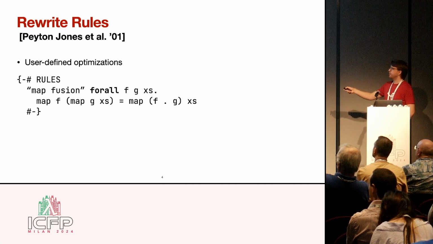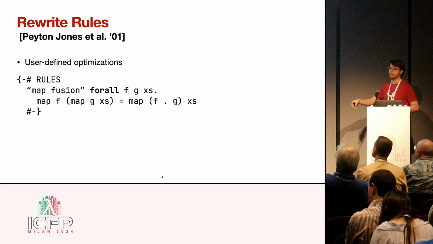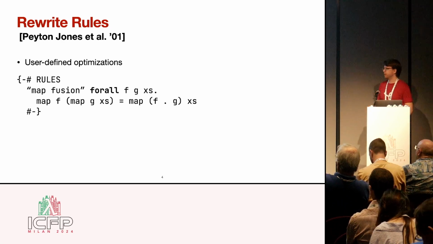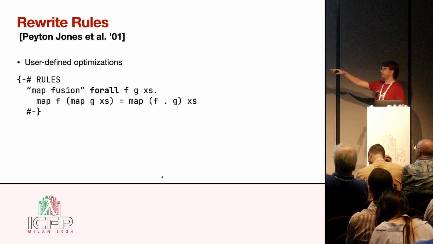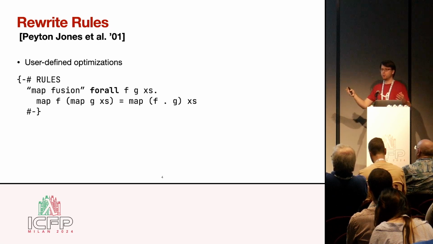And so the template variables, f, g, and xs, can stand for any possible expressions. So this doesn't match the particular code map f, map g, xs, but it matches any occurrence of 2 maps in a row.